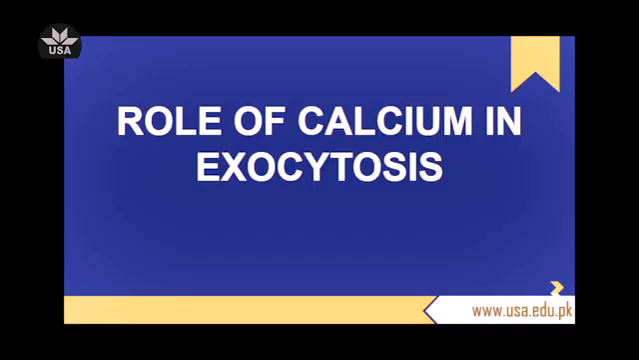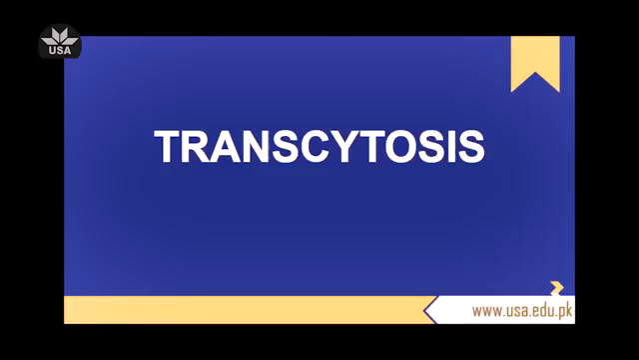Now, what is the role of calcium in exocytosis? Calcium ions play a very important role during the release of some secretory substances such as neurotransmitters. These calcium ions enter the cell and cause exocytosis. However, the exact mechanism of exocytosis is not clear, but calcium ions play a vital role in the process of exocytosis. Now, the last one is transcytosis. What happens in transcytosis?